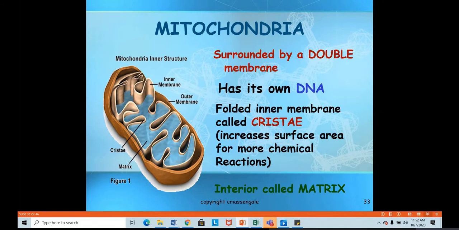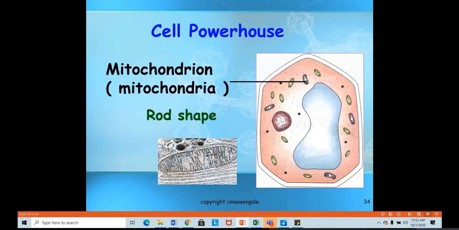Whenever you see the little things in the cell, you can identify it as mitochondria with the help of its structure, with the help of these cristae, the inner folds of the inner membrane. And the material which is present inside the cristae, in the interior, is known as the matrix. The mitochondria have their own DNA, and this is how the structure looks. They are rod shaped. Whenever you see them in an animal cell, this is how they look.